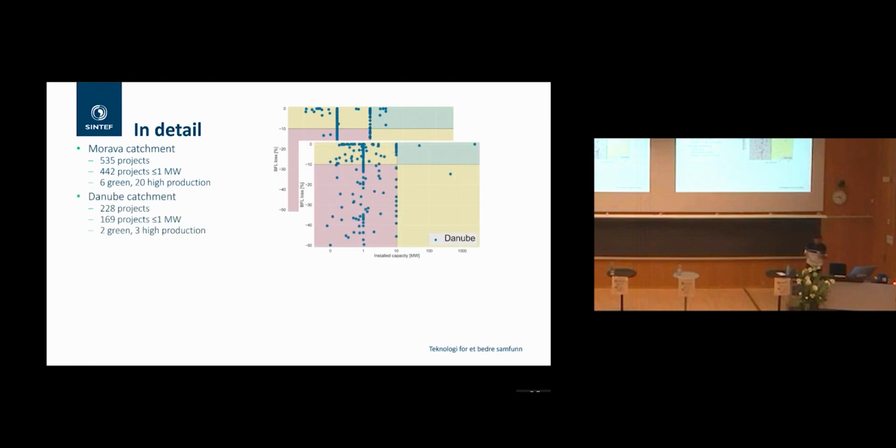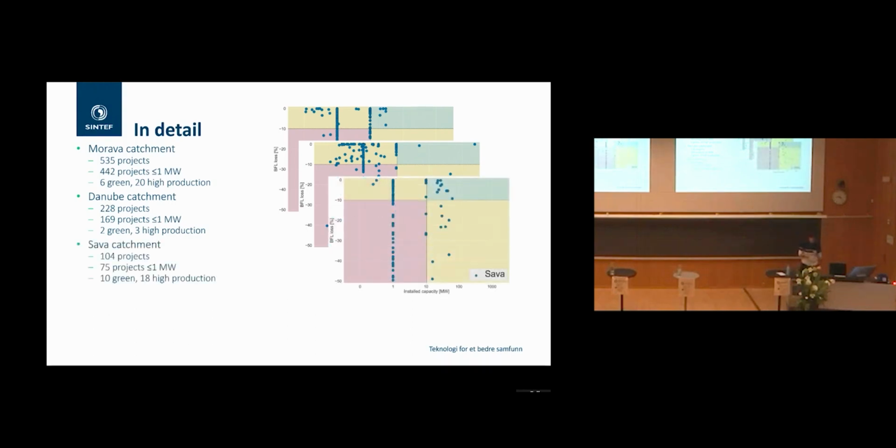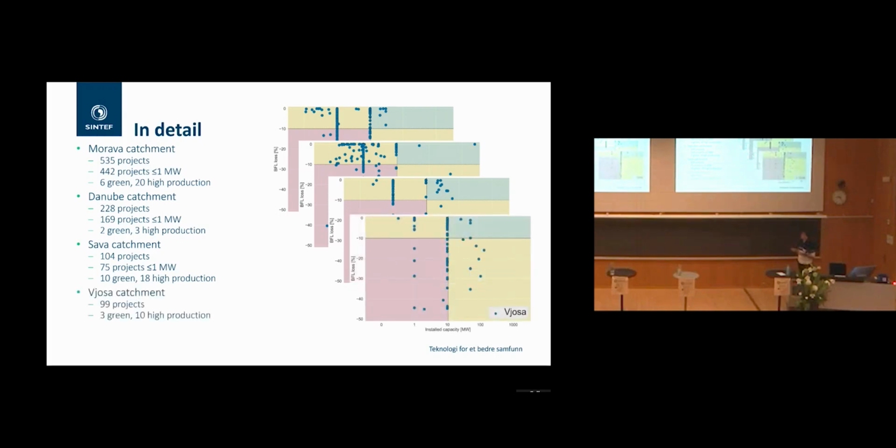Again, the Danube catchments, this is Bulgaria and Romania. A lot of small and mini and micro hydropower plants, only 3 with high production. The Sava catchment, again, is a bit better. It has 18 with high production, almost 20%. And then I picked the Vjosa because it's a flagship catchment, with 99 projects and 10 with high production. I think these are stopped because it's been declared a national park.